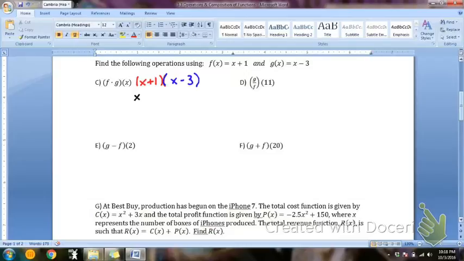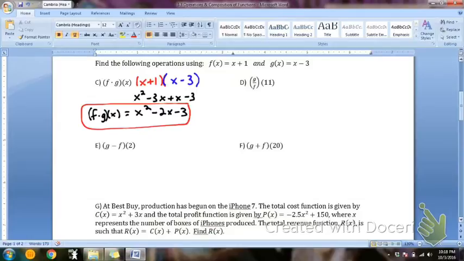So we should be getting x squared minus 3x plus x minus 3. X squared minus 2x minus 3 is our final answer. Can't combine anymore, so we're going to put f times g of x. This is our label. This is our answer.